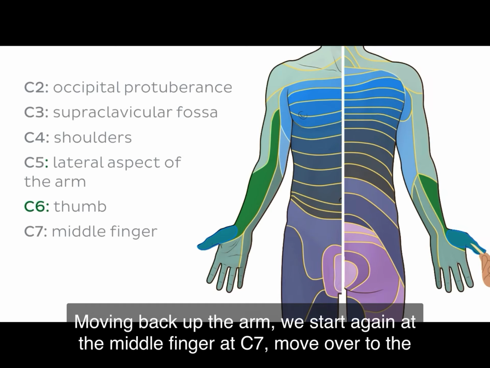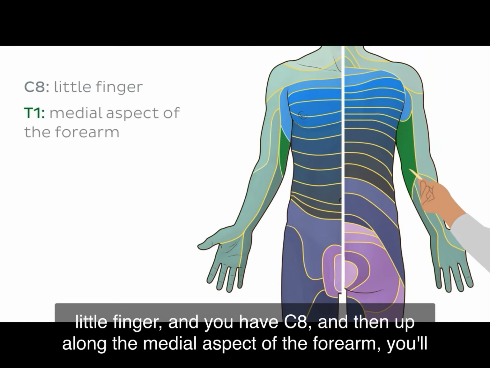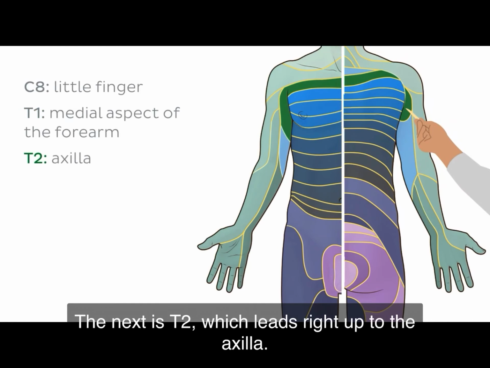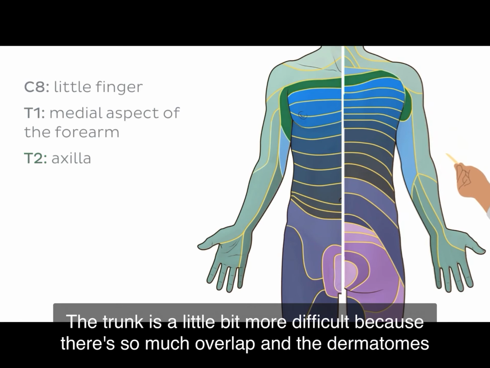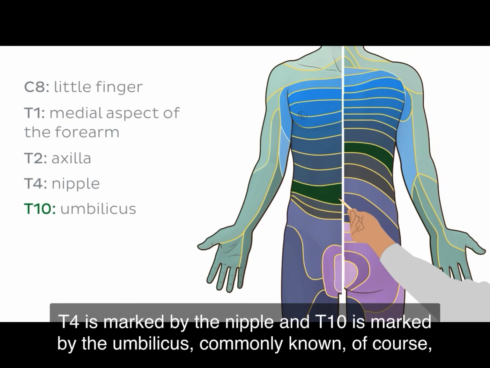Moving back up the arm, we start again at the middle finger at C7, move over to the little finger, and you have C8. And then up along the medial aspect of the forearm, you'll have T1. The next is T2, which leads right up to the axilla. The trunk is a little bit more difficult because there's so much overlap and the dermatomes are so narrow. However, we have a couple of obvious landmarks. T4 is marked by the nipple, and T10 is marked by the umbilicus, commonly known, of course, as the belly button.